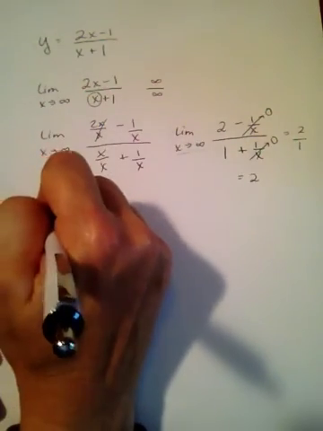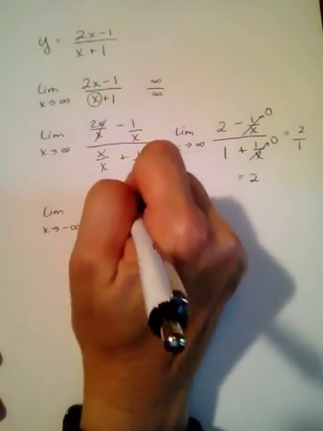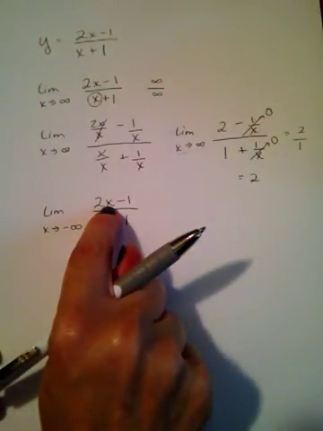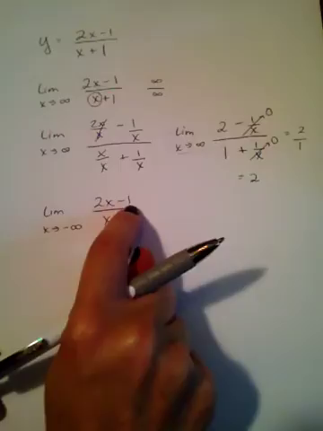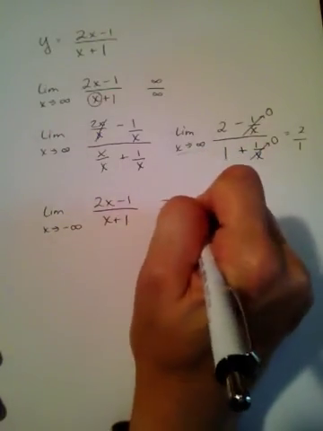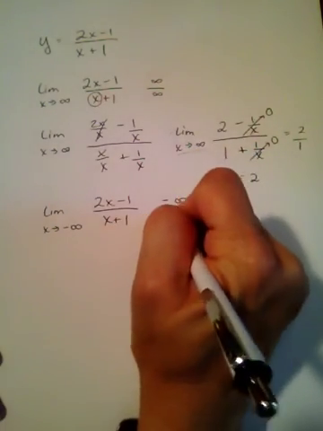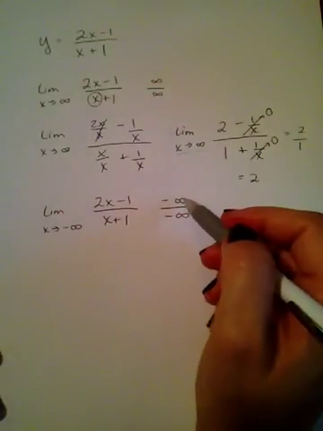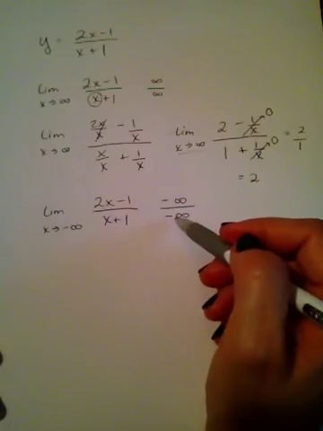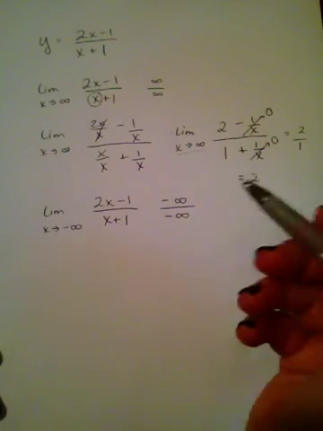So let's say we do the limit as x approaches negative infinity of 2x minus 1 over x plus 1. 2 times negative infinity is negative infinity minus 1. Negative infinity minus 1 is negative infinity. And then in the denominator, I have a negative infinity plus 1. That is still a negative infinity. And I have a negative infinity divided by a negative infinity, which I could say is a positive infinity divided by a positive infinity. The point is that it's indeterminate. So what do we do now?